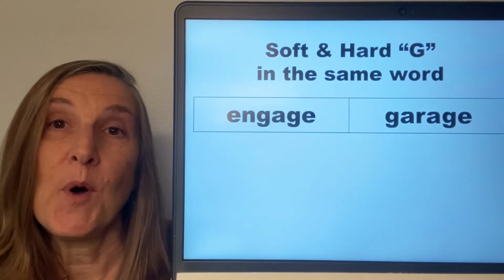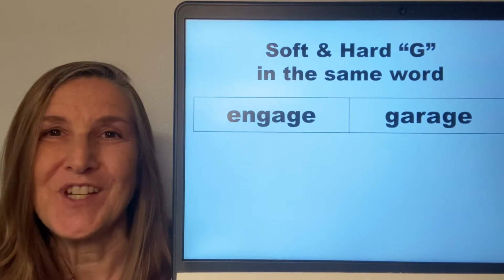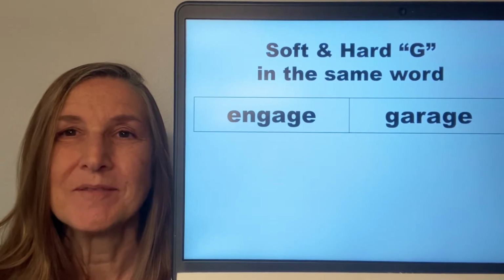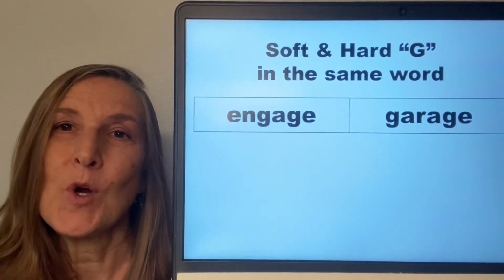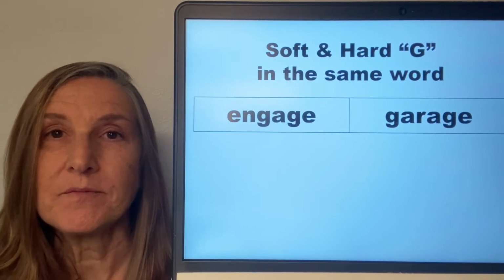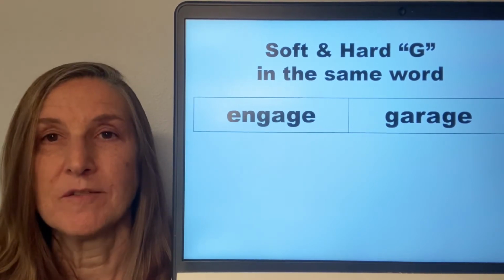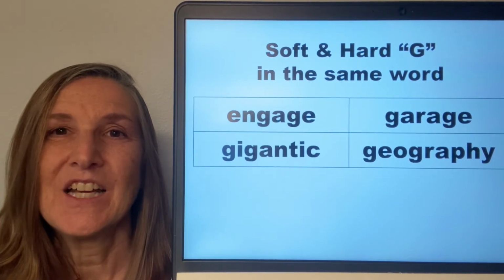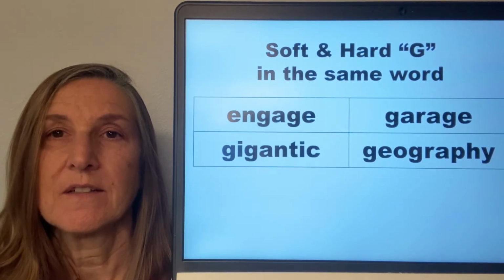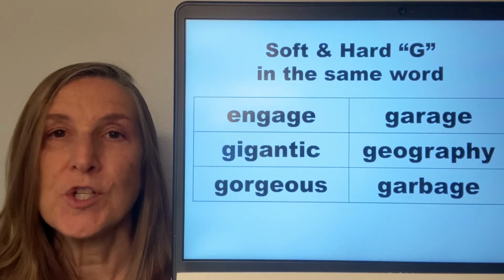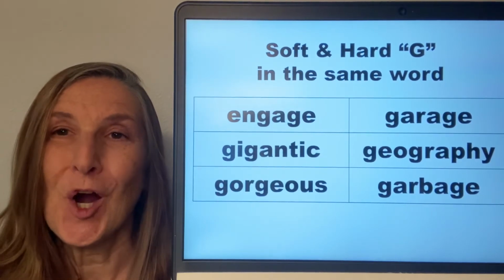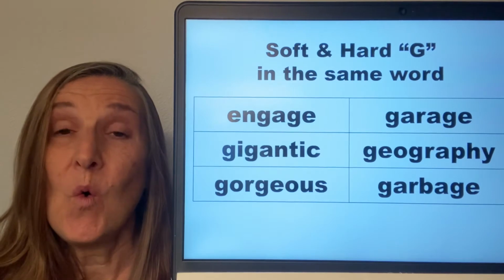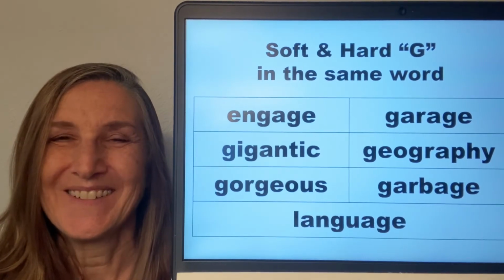Some words have both the hard and the soft G sounds in the same word. Words like engage, garage, gigantic, geography, gorgeous, garbage, or language.